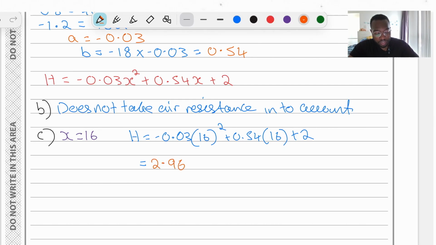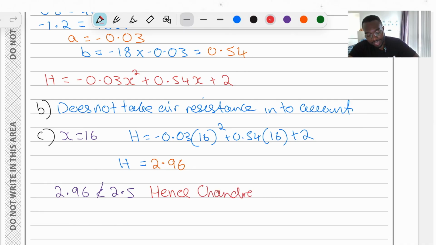If you work that out on your calculator, you will get h as 2.96. So if h is 2.96, well, in the question, it says that she can catch the ball if it's less than 2.5 above the ground. Well, we have 2.96. That is not less than 2.5. It's not less than 2.5. Hence, Chandra cannot catch the ball.